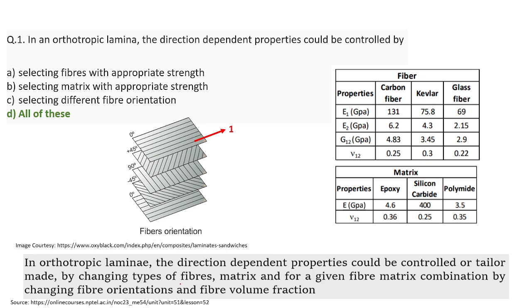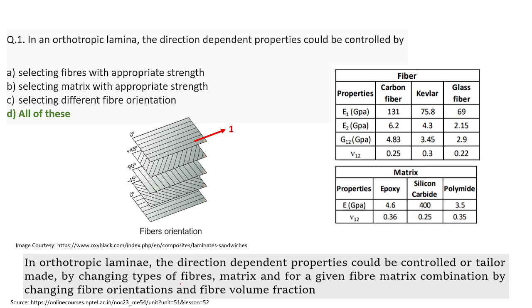The second is selecting the matrix with appropriate strength. That also you can see in the table, the comparison between different matrices, epoxy matrix and silicon carbide, which is a metal matrix, etc. So we have to select a proper matrix which will also define the strength, and they will also control the direction dependent properties.